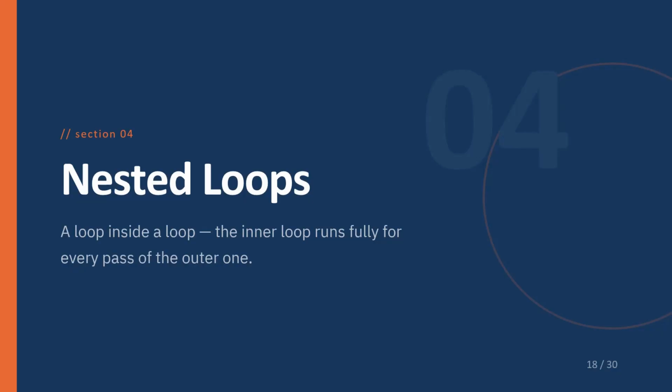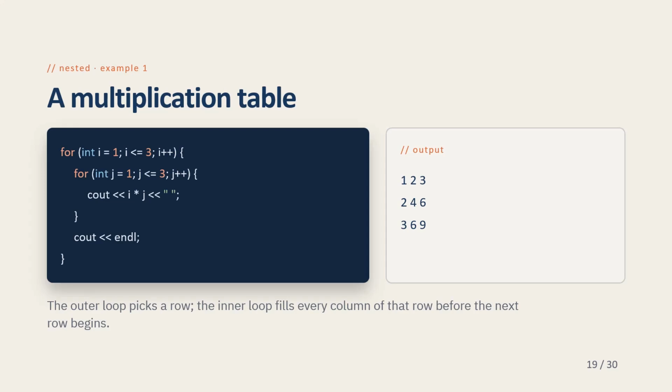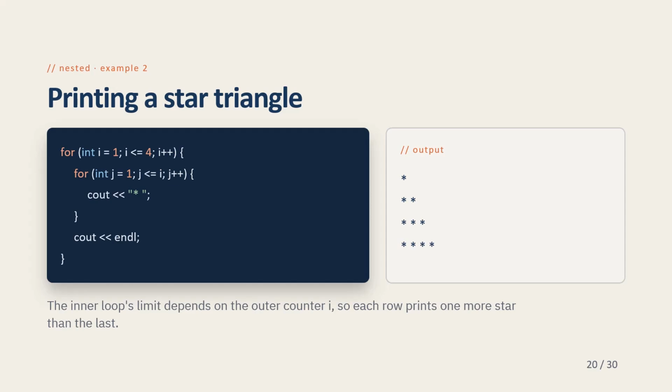Next comes nested loops. A nested loop is simply a loop inside another loop. For every iteration of the outer loop, the inner loop executes completely. Here is the multiplication table example. In this example, nested loops are used to generate a multiplication table. The outer loop controls the rows and the inner loop controls the columns. Next comes a pattern printing example. Nested loops are widely used for pattern printing problems. Here the inner loop prints stars while the outer loop controls the number of rows.